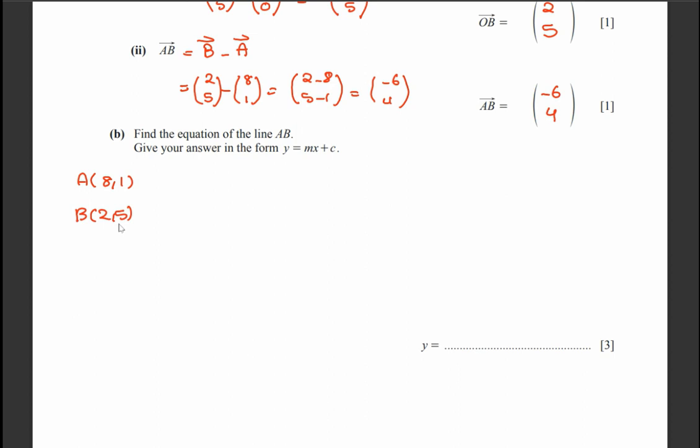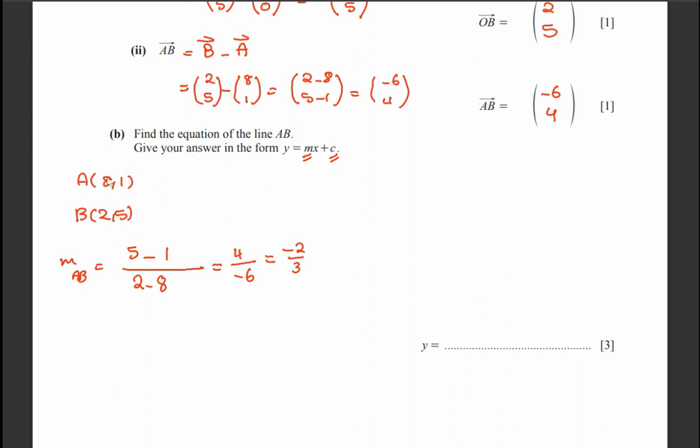Now I have to find the gradient first because he's telling me y equals mx plus c. So I have to find m and c. So m of AB, using the rule y2 minus y1 over x2 minus x1. So it will be 5 minus 1 over 2 minus 8. So 5 minus 1 is 4, over 2 minus 8, negative 6. Divide by 2 up and down, it will be negative 2 over 3. And this is the gradient.